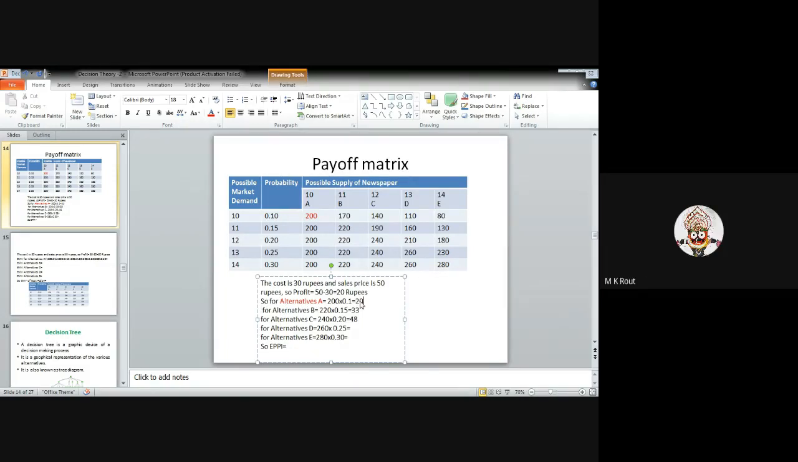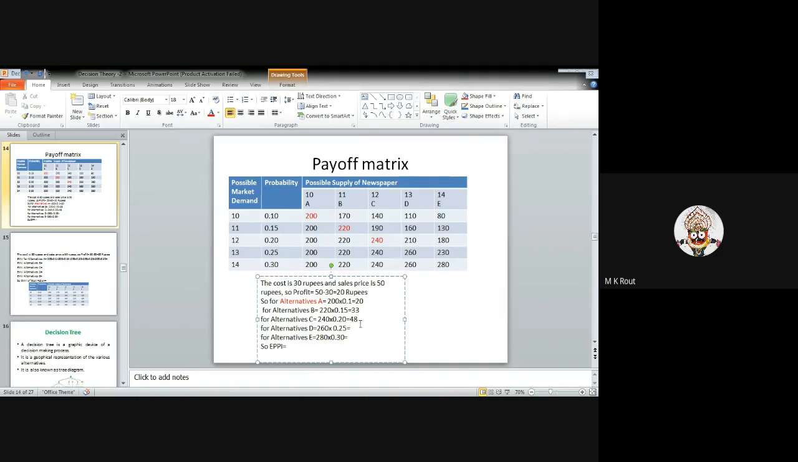Similarly, in the second row, which one is the maximum value? 220, multiplied with 0.15. What is the answer? 33. Similarly, in the third row, which is the maximum value? 240 is the maximum value. What probability is given? 0.20. That equals 48.